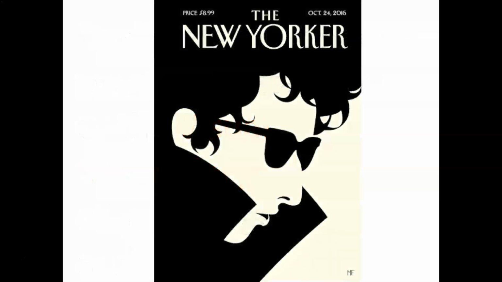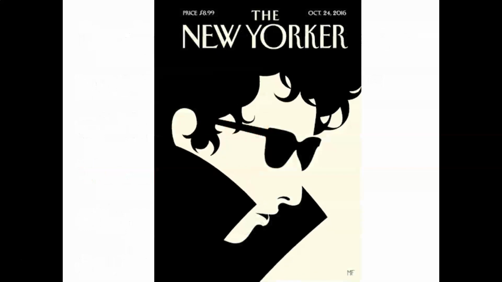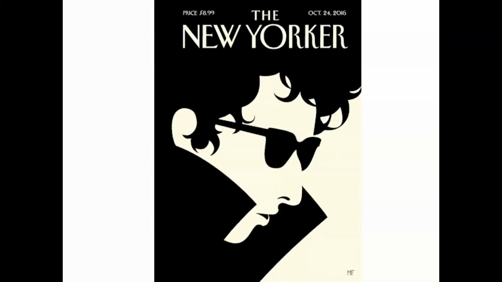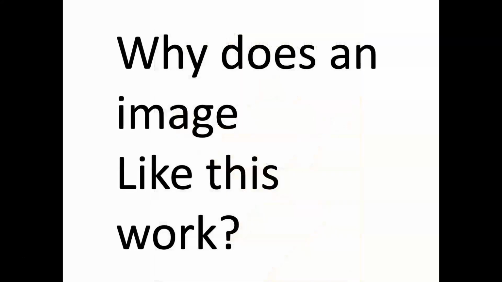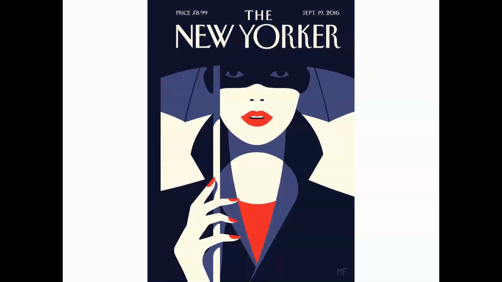So let's look at this one. Now, why does an image like this work? It works because we as readers or viewers are incredibly good at filling in the blanks. We fill in that negative space. So instead of drawing an actual object like a face, your mind is going to fill in the blanks and project a face where there really isn't one.